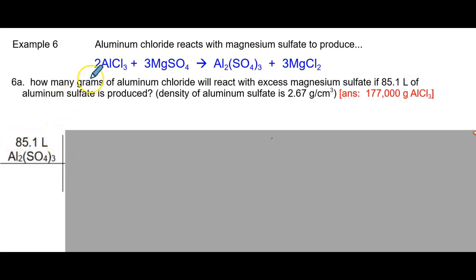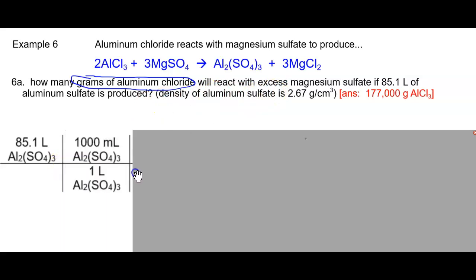Okay, and I got to get to grams of aluminum chloride. That's where I'm trying to go. So I got to get rid of liters, okay? To get rid of liters, I'm going to have to use density. Remember that density is our pathway between mass and volume. I can't use my balanced equation or the periodic table until I get to grams. So I must get to grams from volume using density as my pathway before I can do that.